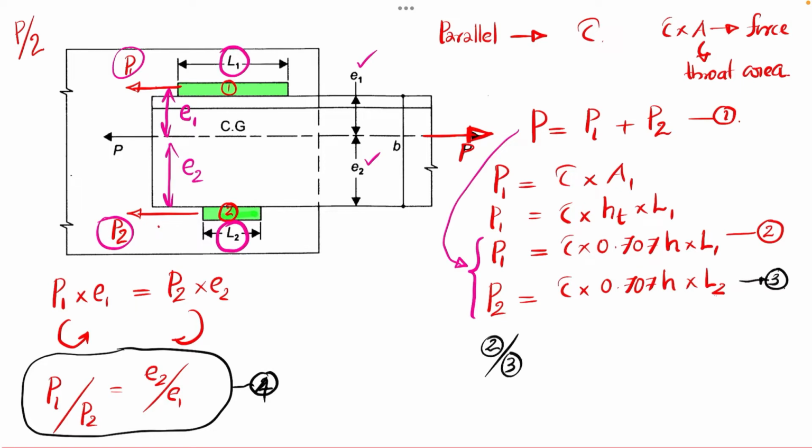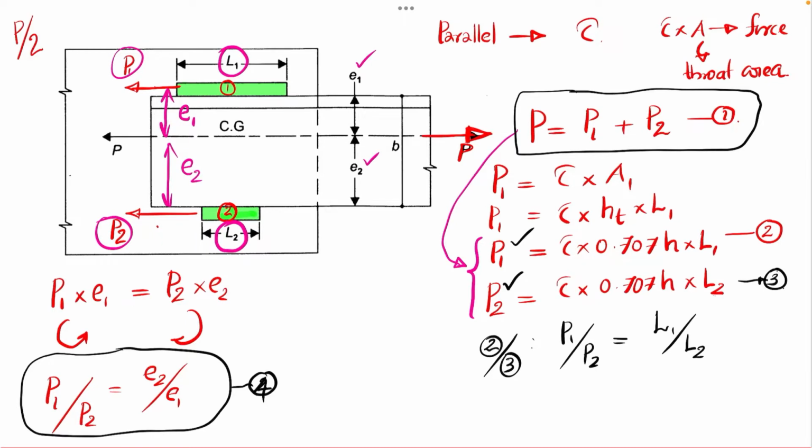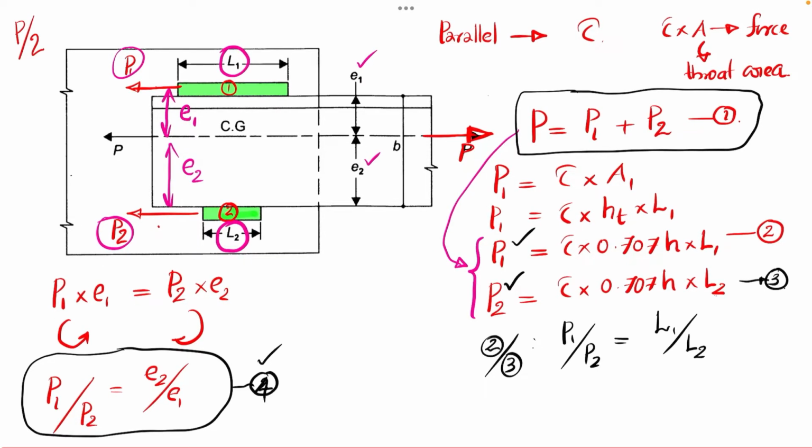That means if you are finding the ratio of 2 and 3 from here, then P1 by P2 will be equal to this L1 by L2. So this ratio will also be getting, and you can use the equation 4 for finding this one. So finally we will be requiring this equation. P1 can be expanded in terms of this term, P2 can be expanded in this term. So we will be having L1 and L2 unknowns. The same can be solved using this equation.